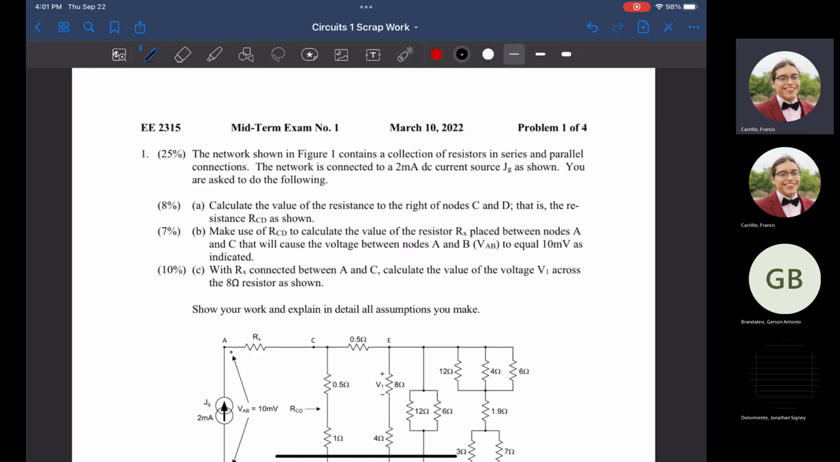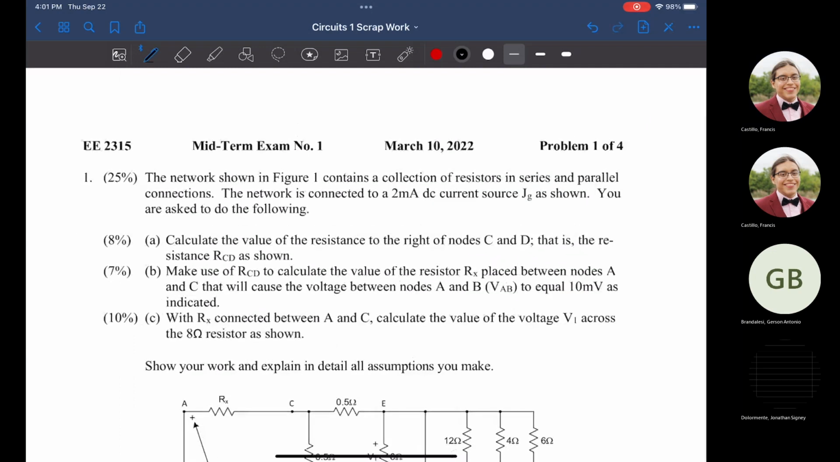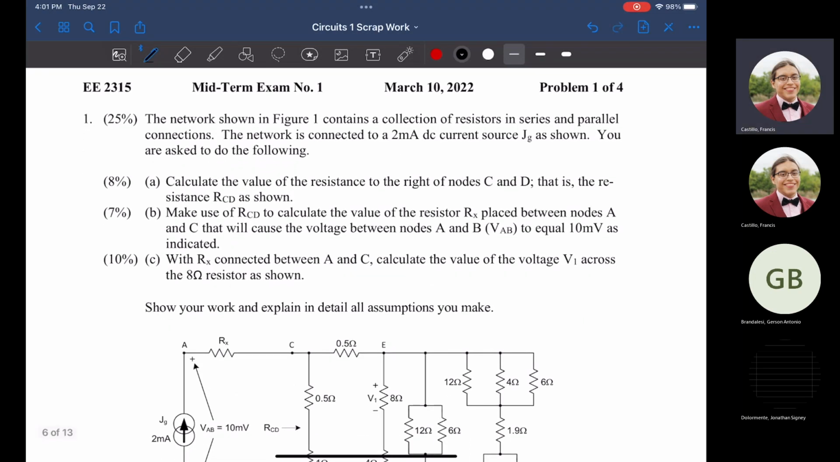So, question number 1. Network 1 shown in the figure contains a collection of resistors in series and parallel connections. The network is connected to a 2 milliamp DC current source, I sub G. As shown, you are asked the following. Part A, calculate the value of resistance to the right of nodes C and D, that is the resistance R sub CD, as shown.